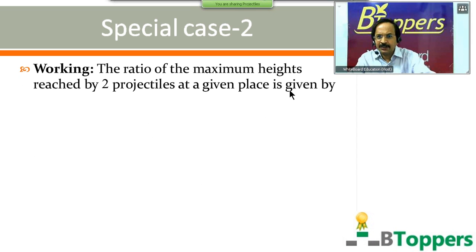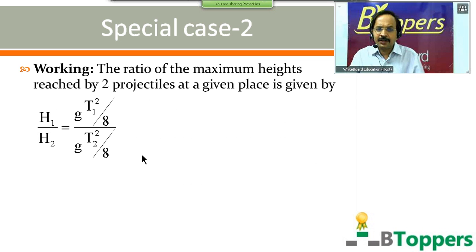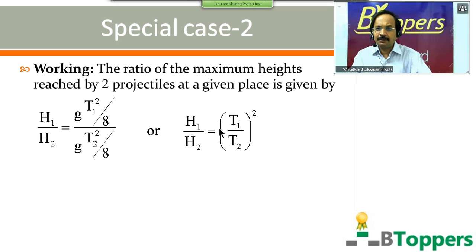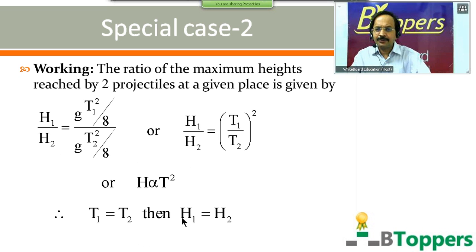The ratio of the maximum height reached by the two projectiles at a given place is given by h1 equal gt1 square by 8, h2 equal gt2 square by 8. That means I have used the relation between maximum height and time of flight. Maximum height reached in terms of time of flight is given by capital H equals small g into capital T square by 8. So maximum height reached by the first projectile can be written as h1 equal gt1 square by 8. Maximum height reached by the second projectile at the same place can be written as g into t2, gt2 square by 8. So h1 by h2 will be t1 by t2 whole square. Or h is proportional to t square. So if t1 equal t2, then t1 by t2 will be 1, then h1 will be equal to h2.